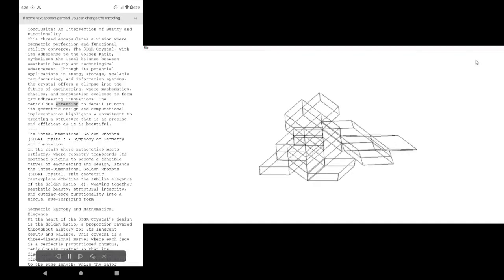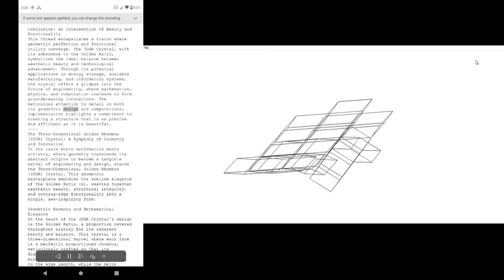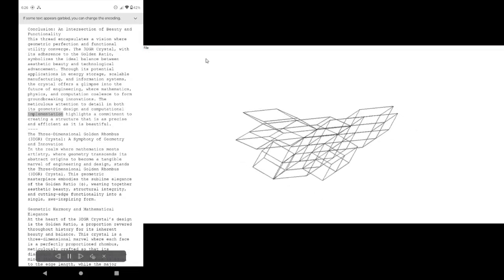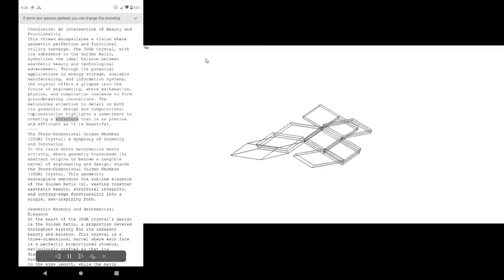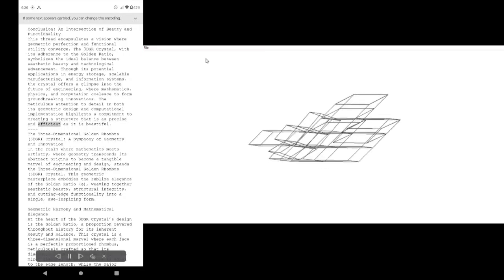The meticulous attention to detail in both its geometric design and computational implementation highlights a commitment to creating a structure that is as precise and efficient as it is beautiful.